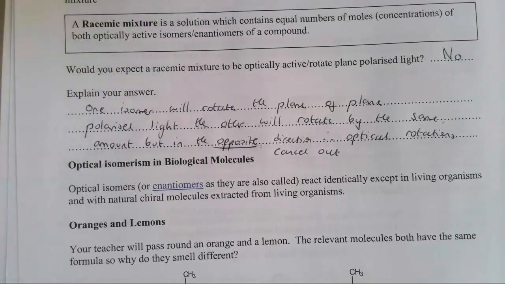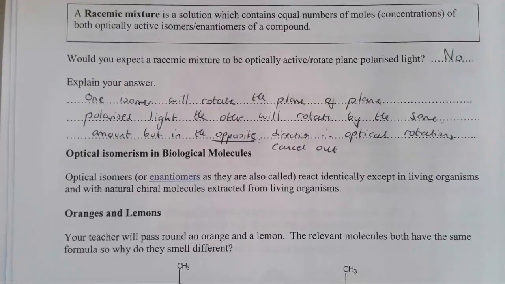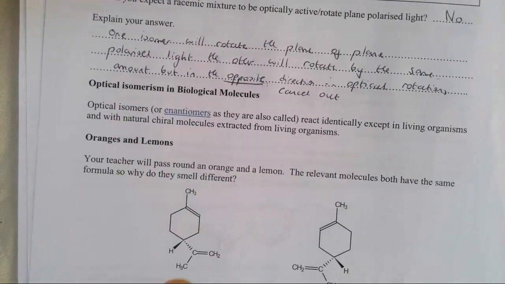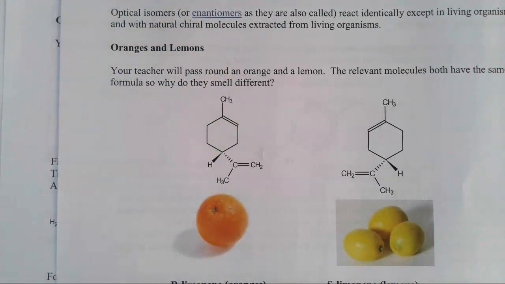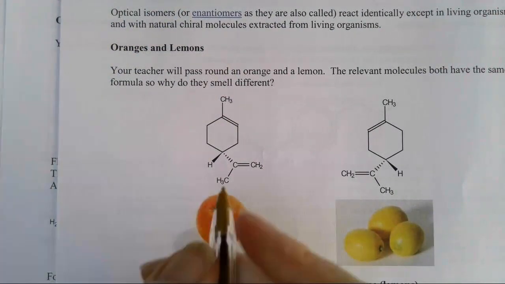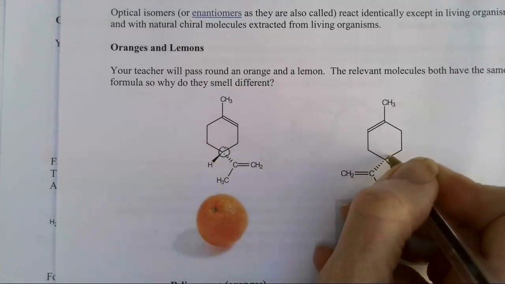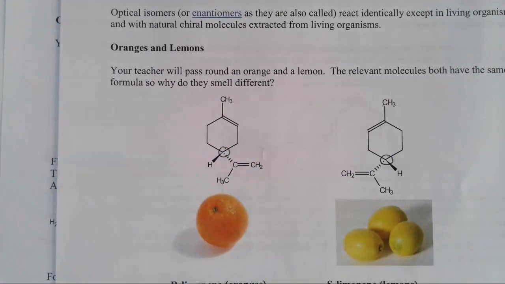Okay, now if at home you can find an orange and a lemon, you can do this little experiment yourself. But they both contain a compound called limonene. They smell different because they interact differently with the chiral receptors in your nose. So they've got chiral carbons at the bottom of the ring, and that's why oranges smell like oranges and lemons smell like lemons, because they interact differently with the chiral molecules in your nose.